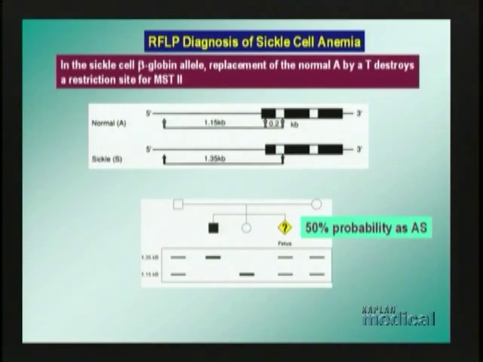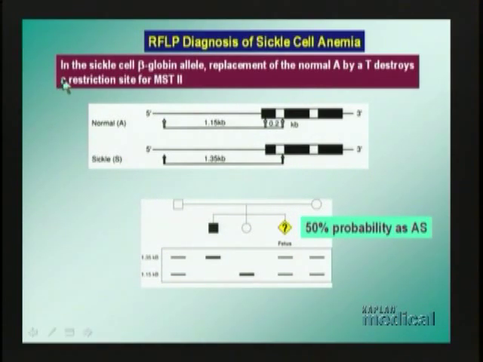You don't have to memorize this, but in the sickle cell beta globin allele, there's a replacement of a normal A nucleotide by a T, which destroys a restriction site for an endonuclease called MST2. So you know from pathology as well as biochemistry, when the A got mutated to a T, that converted the amino acid glutamate to valine, and as a consequence the beta globin protein is malformed and doesn't work properly. But now this mutation of the A to a T can be used in genetic testing.